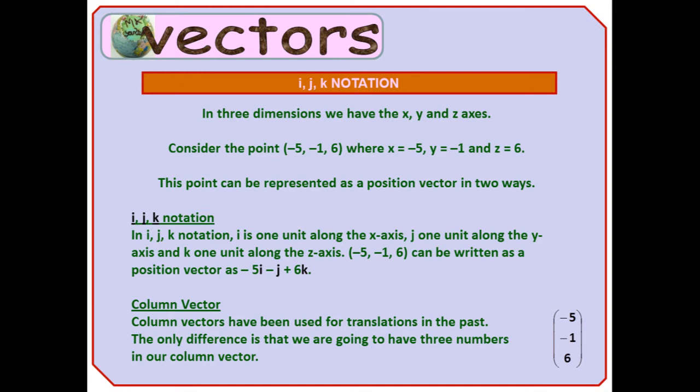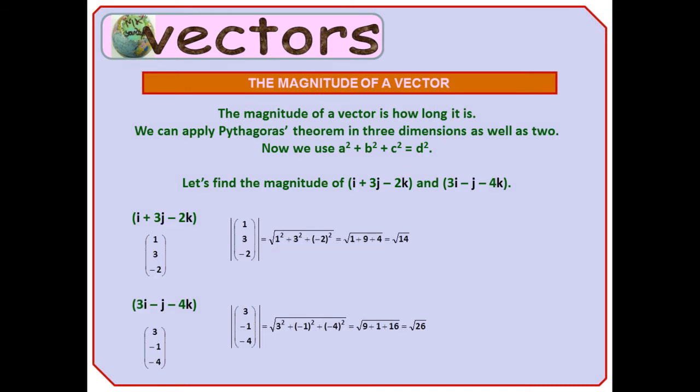So what is IJK notation? Well, in 3 dimensions we have the x, y and z axes. Think about the point (-5, -1, 6), where x is -5, y is -1 and z is 6. This point can be represented as a position vector in two ways. We can use IJK notation, in which i is 1 unit along the x-axis, j 1 unit along the y-axis, and k 1 unit along the z-axis. So (-5, -1, 6) can be written as a position vector as -5i - j + 6k. Or we could use a column vector, as has been used for translations in the past, but with 3 numbers instead of 2. Moving on to magnitude, the magnitude of a vector is how long it is.